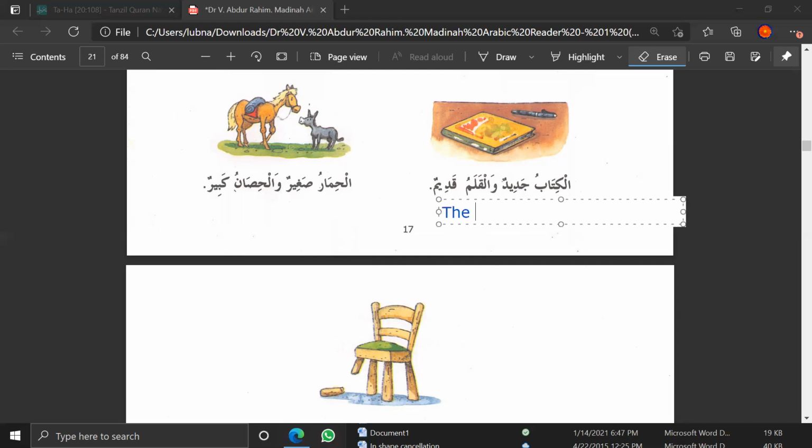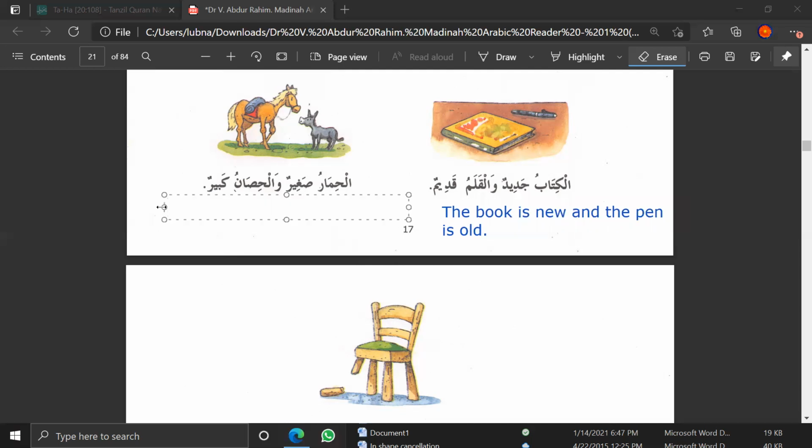Excellent. The book is new and the pen is old. Good. Excellent. What about this? Do you remember himar? Al-himaru means donkey. The donkey. Excellent.